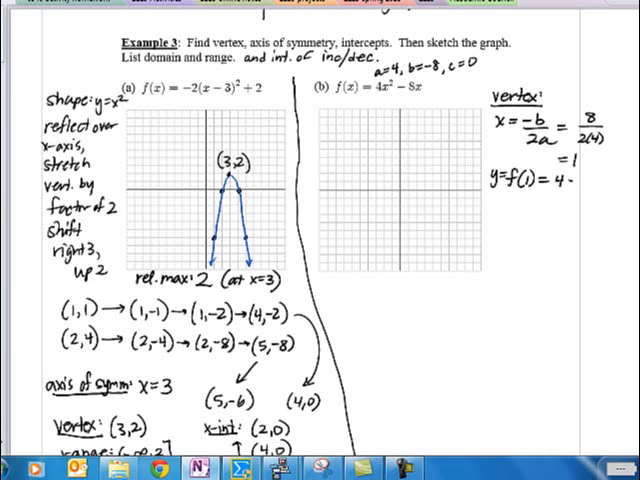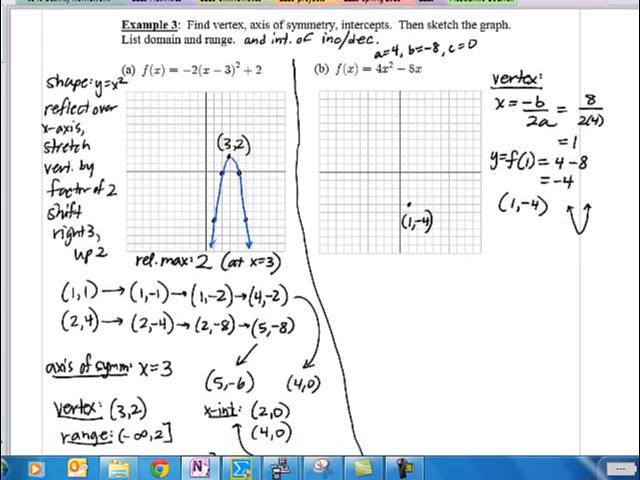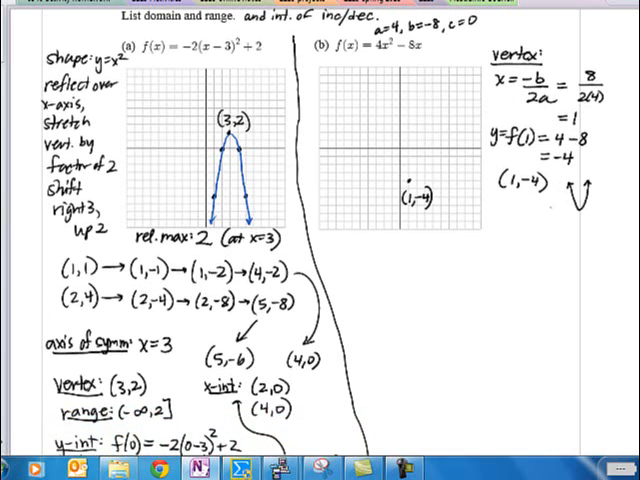So we get 1, negative 4. So 1, negative 4 for the vertex. And we know this is opening upward. So already we can write down a lot of our information, right? If that's the vertex and it's opening upward, we know the domain is always negative infinity to infinity.